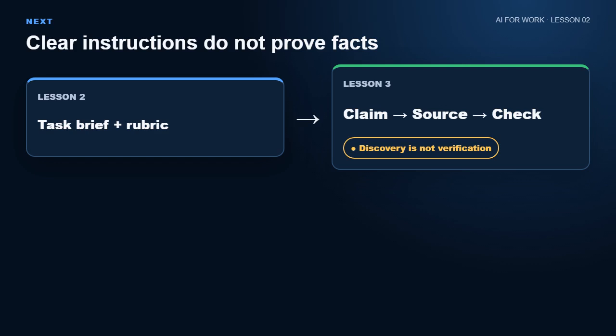Clear instructions make testing easier but do not prove facts. Next, you will separate discovery from verification and build a source-backed research brief whose important claims can be checked independently.